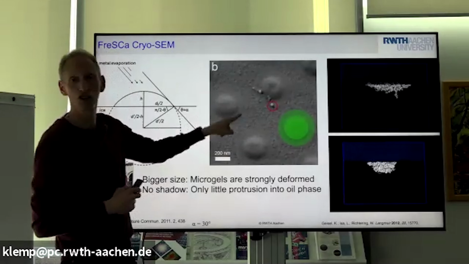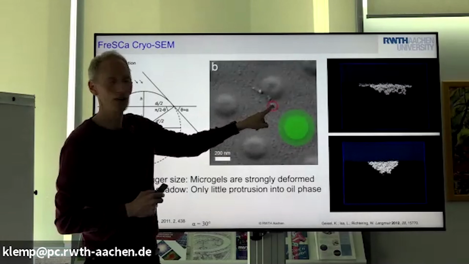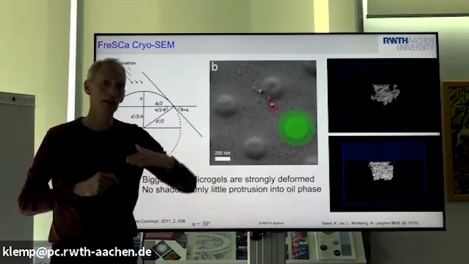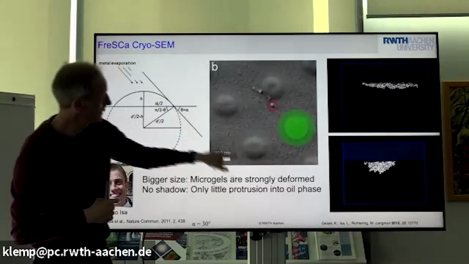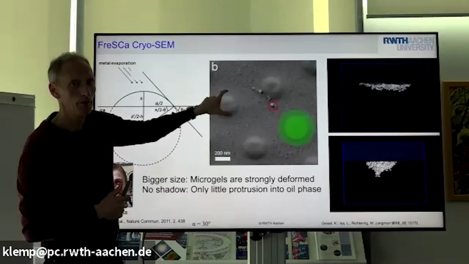And we did not see any shadow. Here we saw a shadow, but this is an ice crystal. Okay, so that shows that the technique worked. And what this shows us is that the microgels are objects that we can see. This size is much bigger than the size we have in solution.